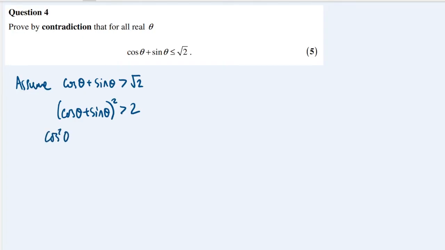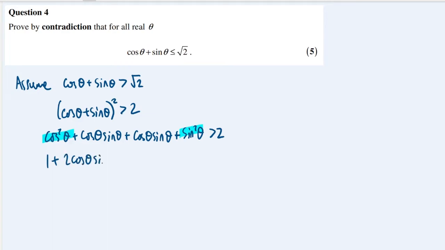Squaring out this bracket is going to give me a cos squared plus a cos sine plus another cos sine plus sine squared. We know that cos squared plus sine squared is equal to 1. And right here we have 2 lots of cos theta sine theta, which is greater than 2. And we know that 2 cos theta sine theta is the same as sine 2 theta. Subtract 1 from both sides gives me this.